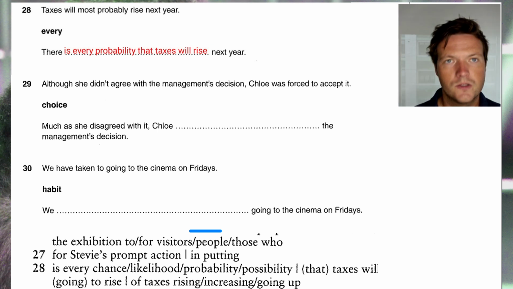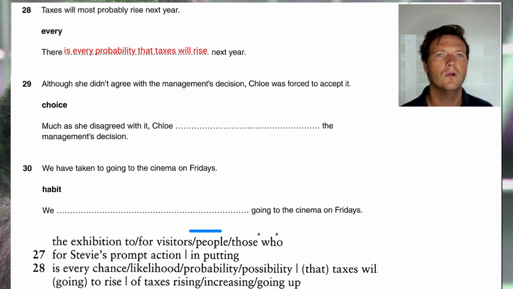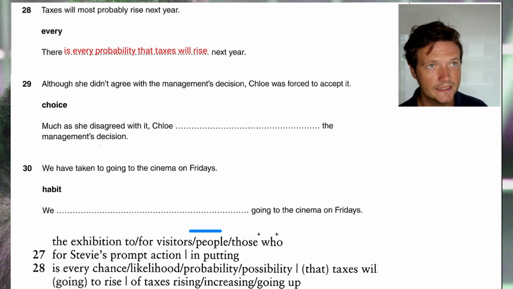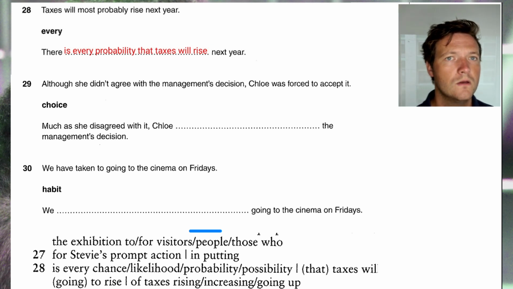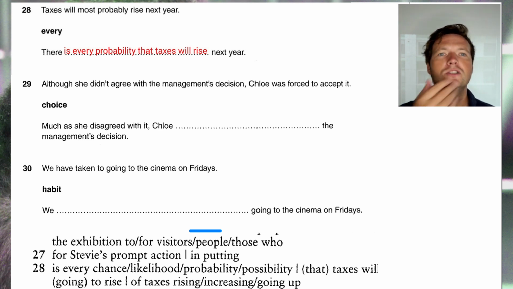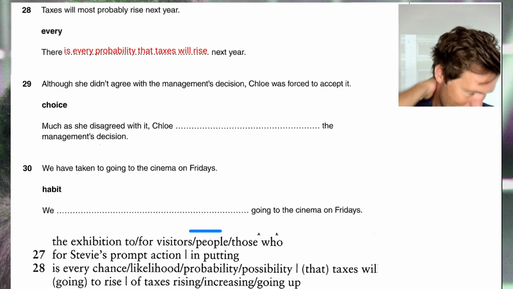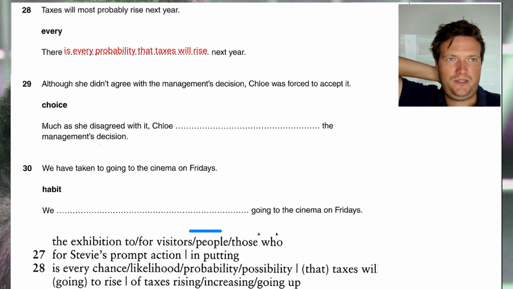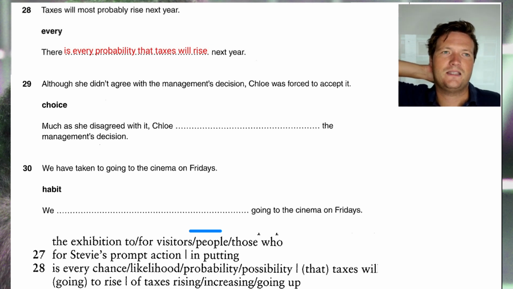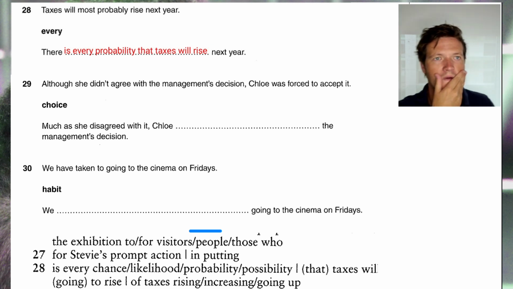Okay, we move on. 29, it says, although she didn't agree with the management's decision, Chloe was forced to accept it. Much as she disagreed with it, Chloe chose the management's decision. Right. She was forced to accept it. That's the information that we're missing.